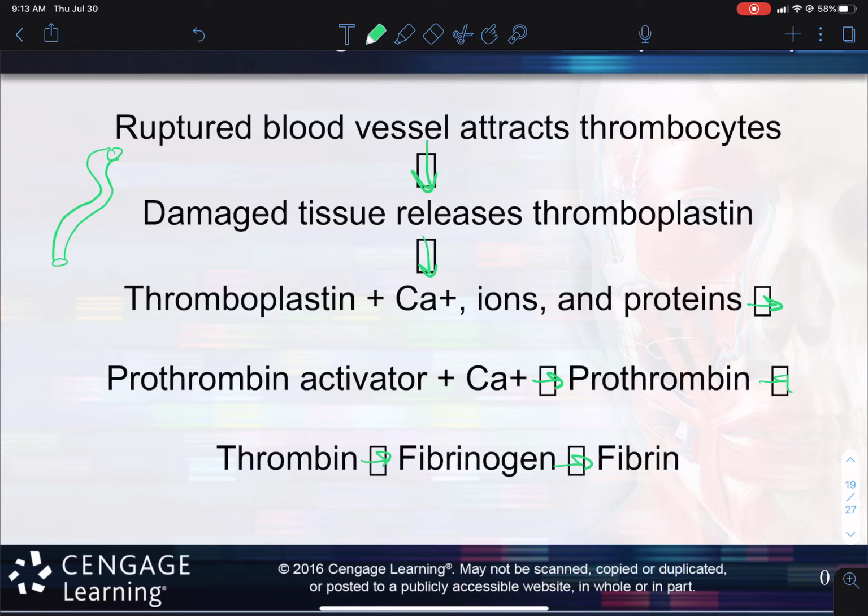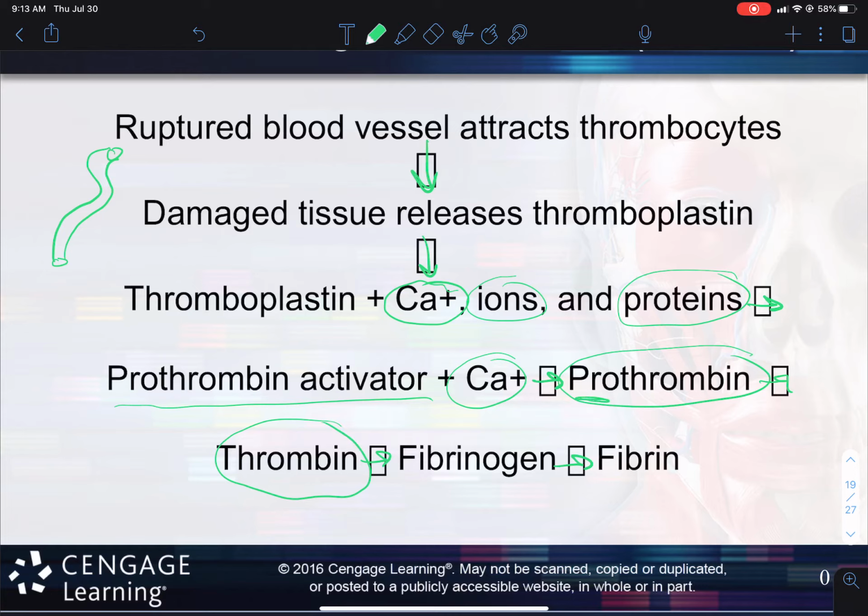But there are additional chemical messengers that have to be involved in this process in order for it to fully get plugged. So thromboplastin gets released, and thromboplastin is going to recruit calcium ions, which is super important. Calcium is really important in this cascade. And then some additional ions and proteins help continue the clotting cascade. Then we're also going to have prothrombin that will be recruited. Prothrombin will also recruit calcium, and that will promote more prothrombin to come. And then prothrombin will eventually turn into thrombin.